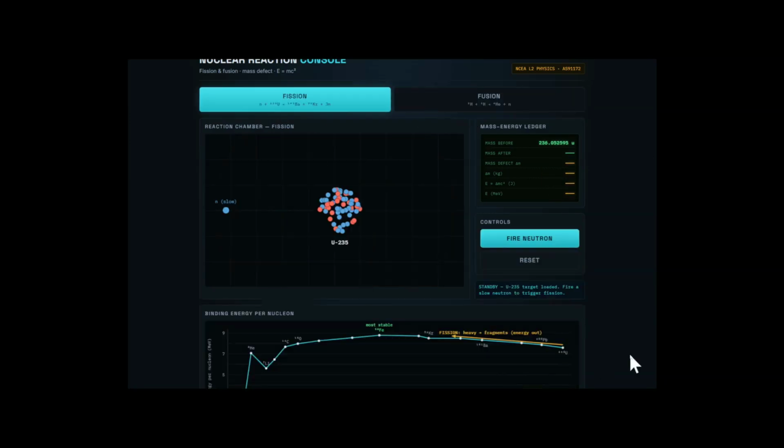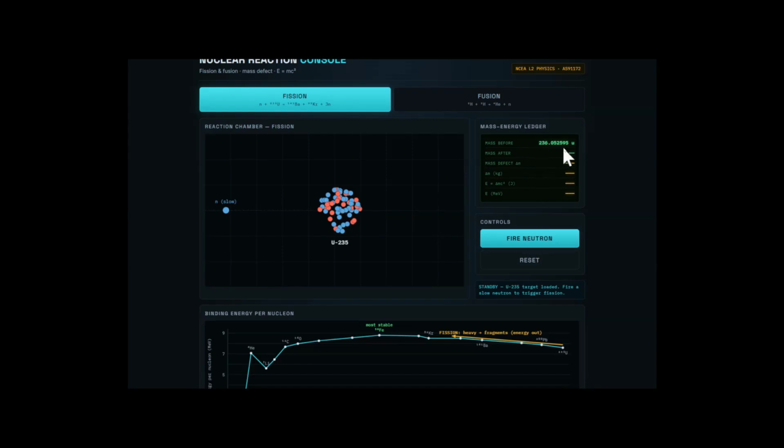Let's have a look now at fission. So fission, we have a pretty big nucleus. We're going to fire a slow-moving neutron at it. I'm not going to go into the reason why it has to be a slow-moving neutron. If it's fast-moving, it's going too fast to hit it. And it's going to have this sort of cross-section that it's going to hit. We're going to fire it.